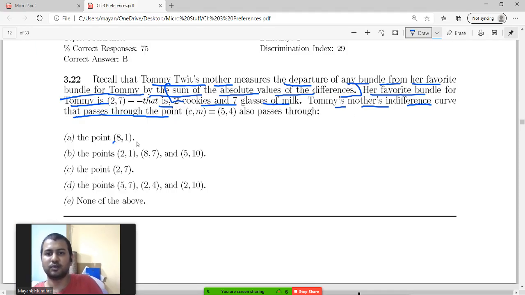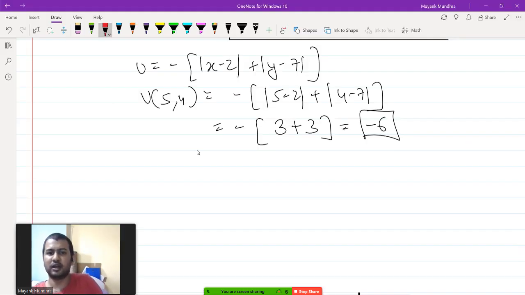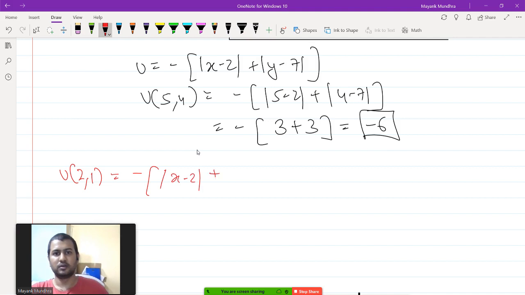Now you need to check which of the points has utility minus 6. The answer is given as B, so I am not going to check which answer it is; I am just going to verify that it is this. Utility at 2 comma 1 is negative of mod 2 minus 2 plus mod 1 minus 7, so that's negative of 0 plus 6, which is minus 6. So yes, 2 comma 1 has the same utility.